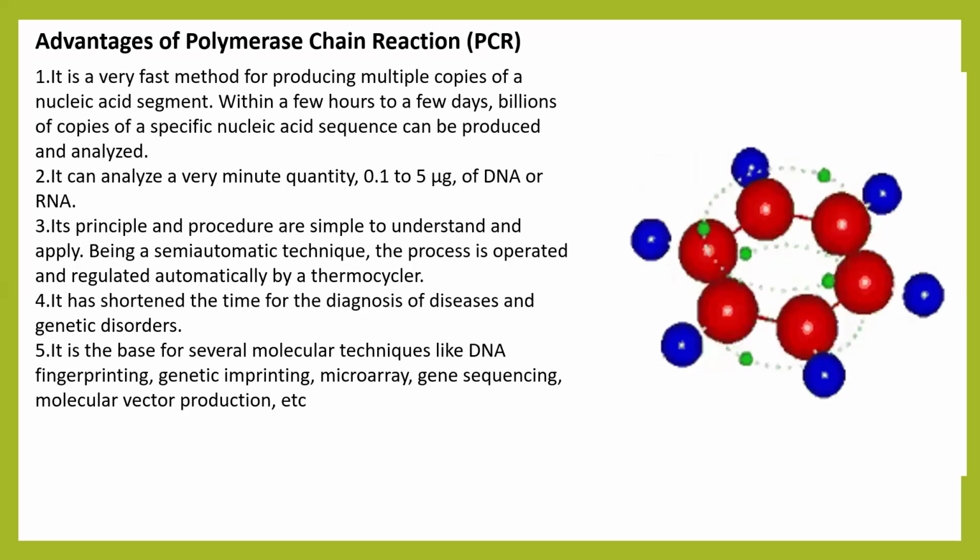So these are the advantages of polymerase chain reaction. It is a very fast method of producing multiple copies of a nucleic acid segment within a few hours to a few days. Billions of copies of a specific nucleic acid sequence can be produced and analyzed. It can analyze a very minute quantity, 0.1 to 5 micrograms of DNA or RNA. It is able to amplify it. Its principle and procedure are simple to understand and apply.